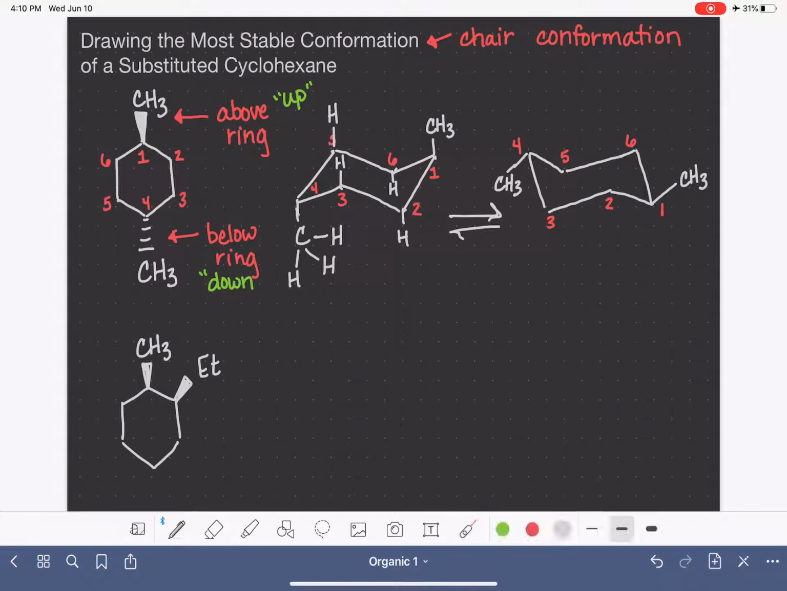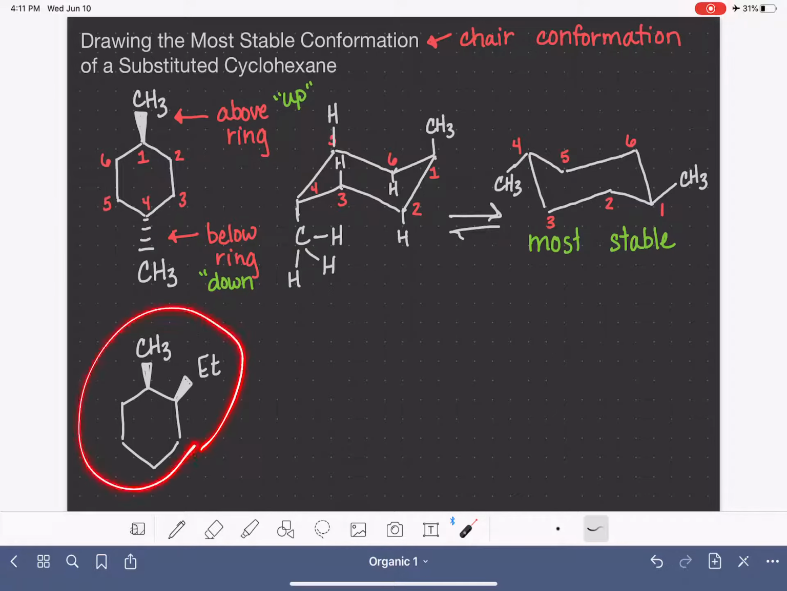So the most stable conformation is the one where our substituents are in the equatorial position. This is going to be a rule of thumb that we'll summarize at the end of this video. In general, we want to put as many substituents as possible in the equatorial position because that gives them the most amount of space. That's where they are the most stable. Let's practice with another example.